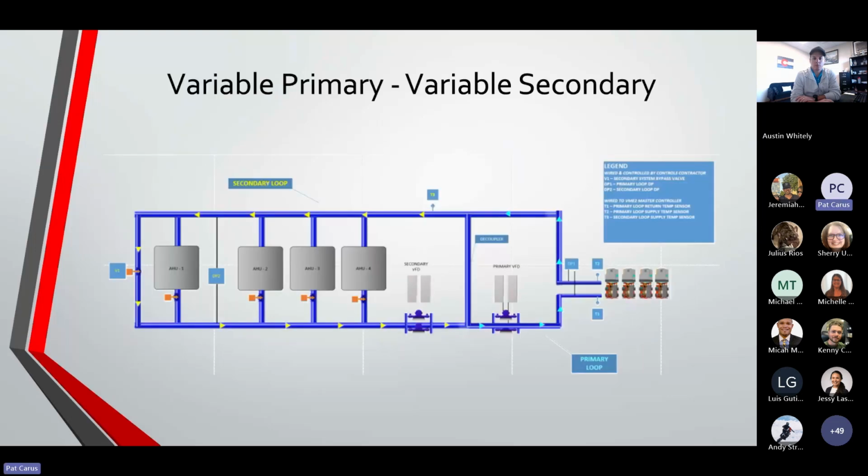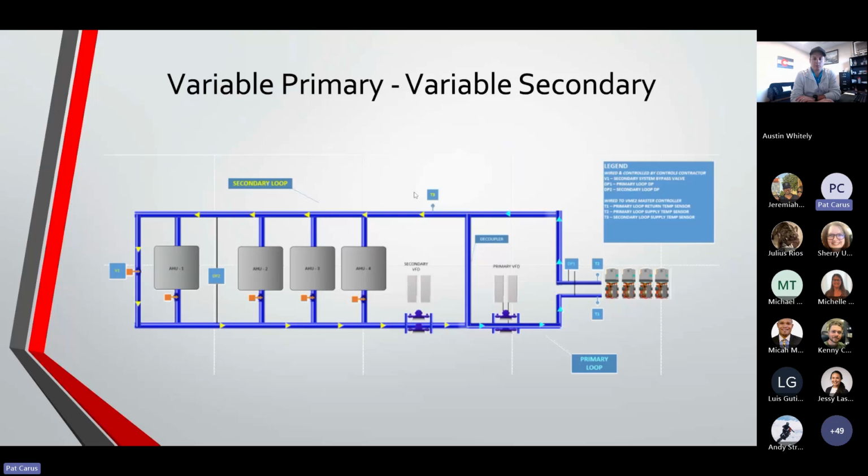Variable primary, variable secondary would look something like this. This is similar to the diagram before. Notice the addition, notice where the temperature sensors are. There's one out on the far end of the loop. There's another one right here at the top where we go into the secondary loop.